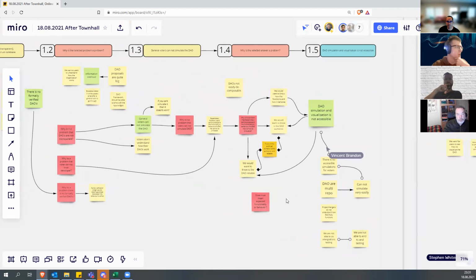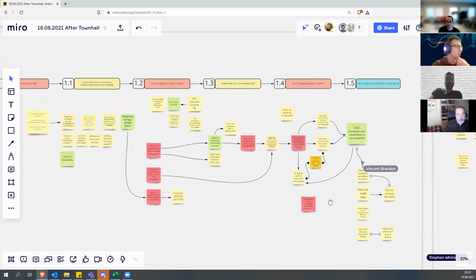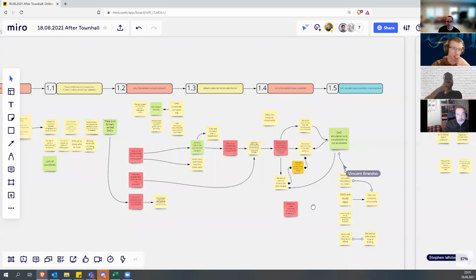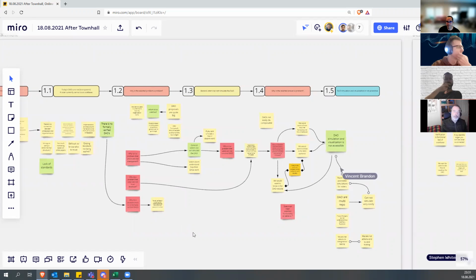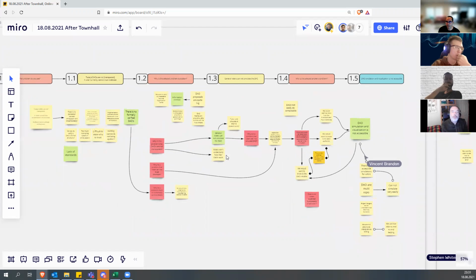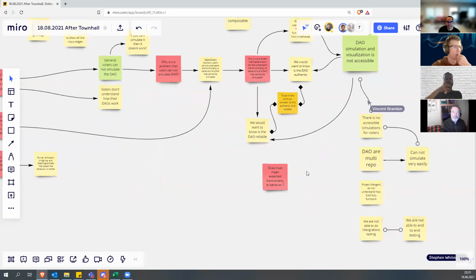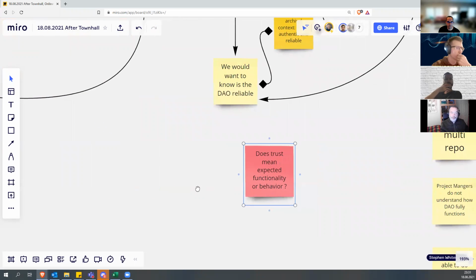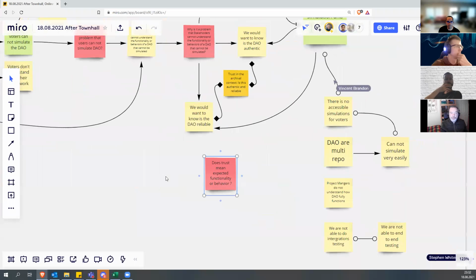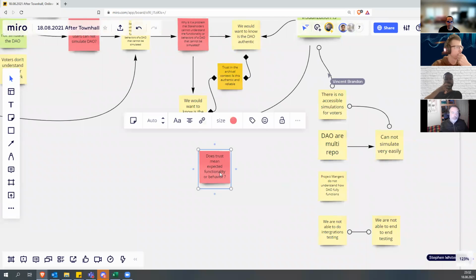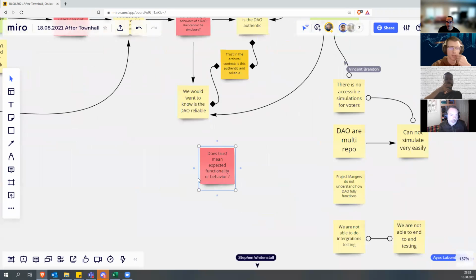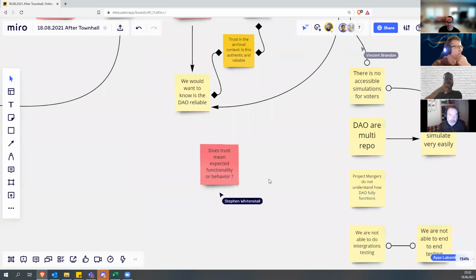Yeah, truly. I think we did get much deeper into the problem statement and got more value out of it compared to the start and probably the middle. One open question in here: does trust mean expected functionality or behavior? I don't like to leave loose ends. Can we answer that? Yes, no, both? What does trust mean? I think that could be a rhetorical question. I can just delete it if you like.